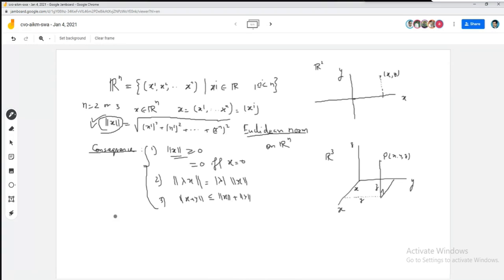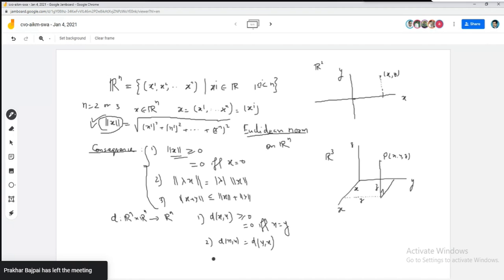You know this, what is distance or metric? Distance is a function from Rn cross Rn to R, satisfying some conditions. The first condition is that the distance between any two points should always be non-negative and equal to 0 if and only if x is equal to y. This is the definition of a distance function or metric function. The second condition is that the distance between x and y is equal to the distance between y and x. And the third condition is the triangular inequality: the distance between x and y is less than or equal to the distance between x and a third point z plus the distance between z and y.